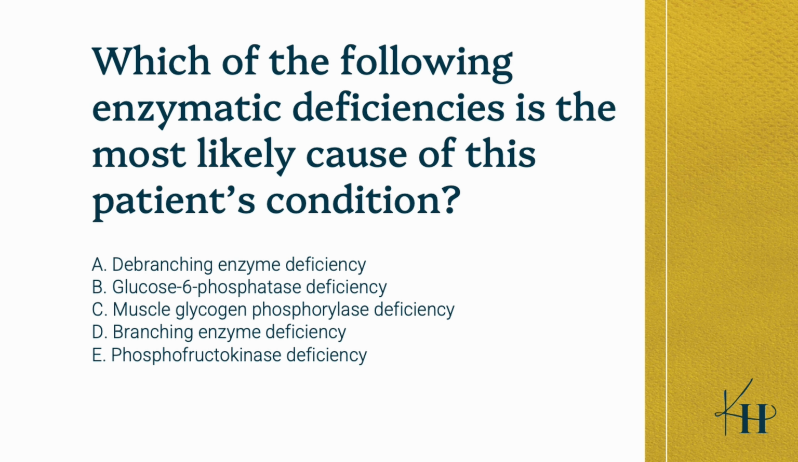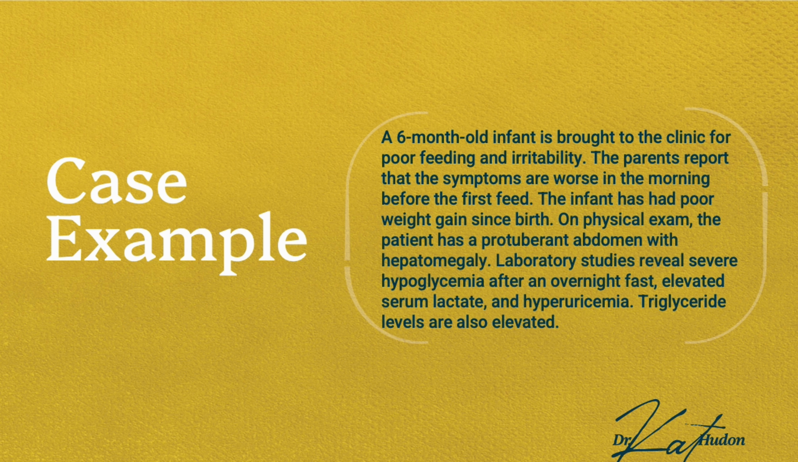Which of the following enzymatic deficiencies is most likely the cause of this patient's condition? Is it a debranching enzyme deficiency, glucose 6-phosphatase deficiency, muscle glycogen phosphorylase deficiency, branching enzyme deficiency, or a phosphofructokinase deficiency? Let's talk through it. The way the boards want you to think is a little bit different than real life. So first, I'm going to actually ignore the enzyme names and just look at the pattern.